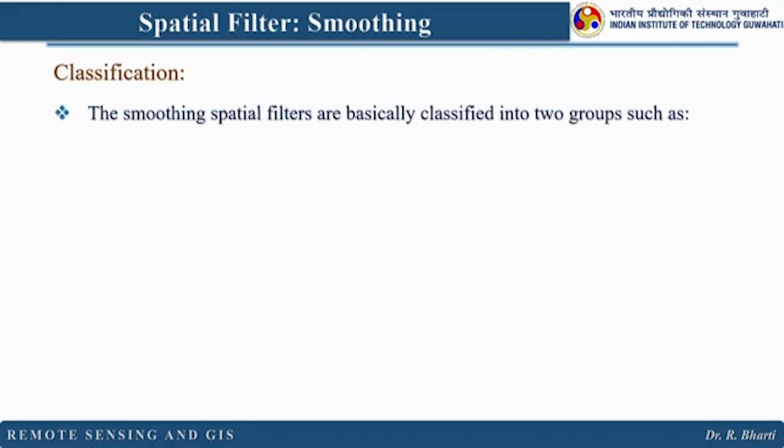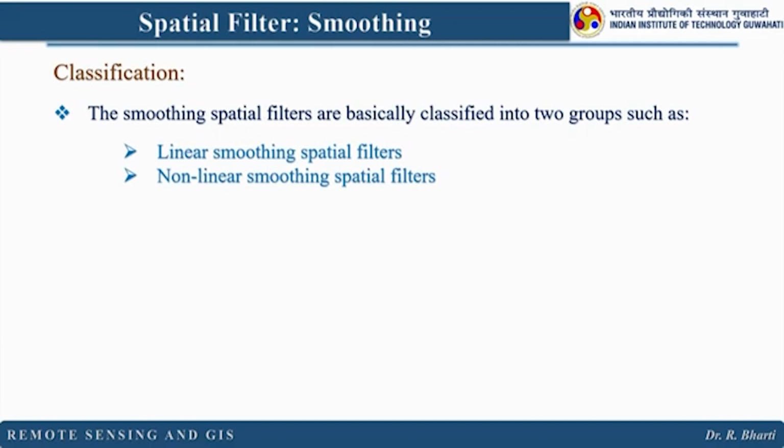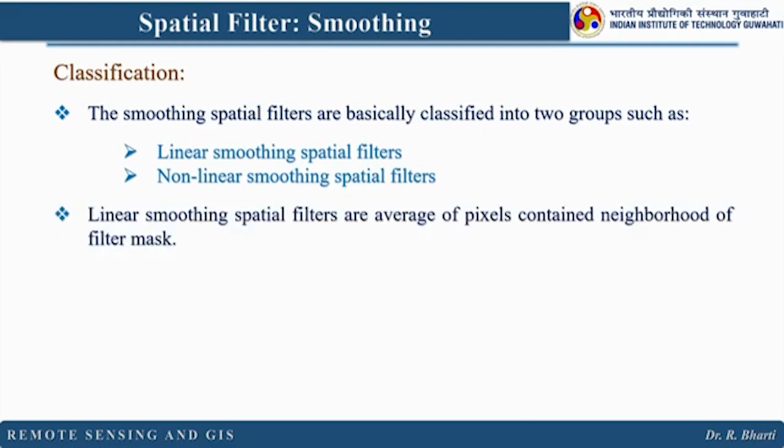So, classification of spatial filters. The smoothing spatial filters are basically classified into two groups: linear smoothing spatial filters and non-linear smoothing spatial filters. Linear and non-linear behavior I have already covered in previous lectures, right? So here the same logic applies, and which one do you expect will be best? Always in nature we have non-linear behavior, so we will always have better performance from non-linear smoothing spatial filters compared to linear smoothing spatial filters.